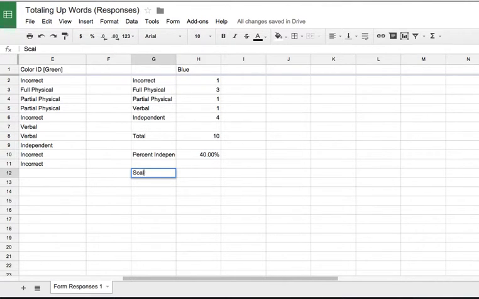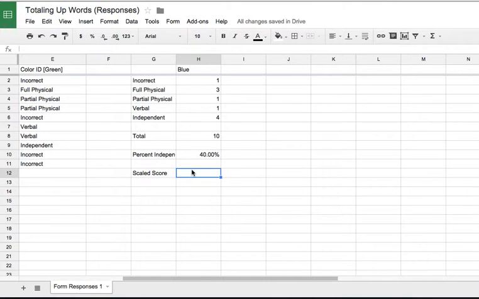So what we're going to do is figure out a scaled score. The theory behind this is I'm going to give you 0 if you're incorrect, 1 point if you're full physical, 2 points for partial physical, 3 points for verbal, 4 points for independent. So for each trial, there's a chance to get 4 points. If you got 3 points every time, you'd be at 75% because you got 3 out of 4 every time. That's the idea there. So here's how we're going to calculate that.